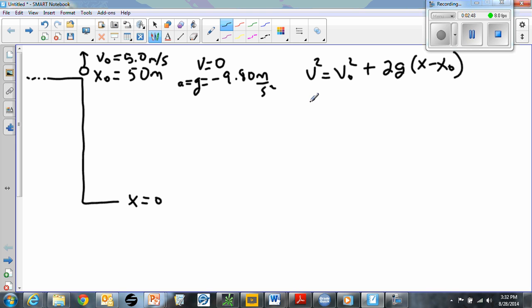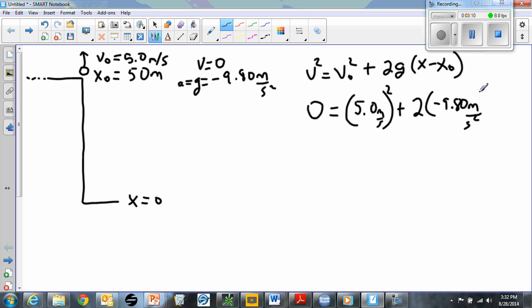So 0 equals 5.0 meters per second, we're going to square that, plus 2 times negative 9.80 meters per second squared times delta x, which is what x minus x naught equals. So the only thing we don't know here is delta x.